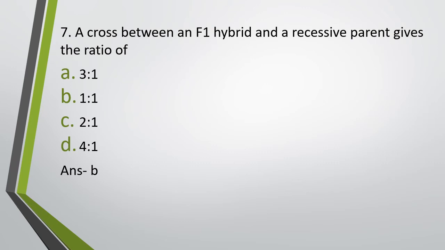So in this, suppose the plant character that we are taking is tall plant. So we are crossing capital T small t with small t small t. So what we get is a ratio of 1:1.